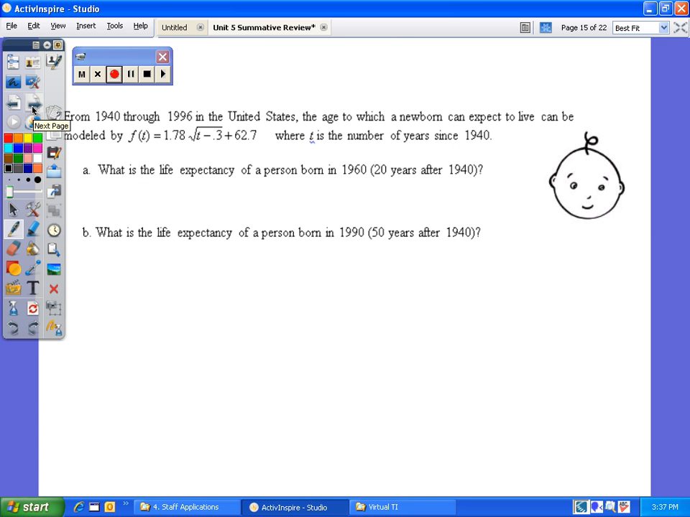So now we have a word problem. Remember, your word problems have important information that you want to make sure that you focus on. So they say from 1940 to 1996, the age to which a newborn can expect to live can be modeled by this equation, where t is the number of years since 1940. So, what is the life expectancy of a person born in 1960? That's 20 years after 1940, which means that in this question, t equals 20. So all you're going to do is plug in 20 for t.